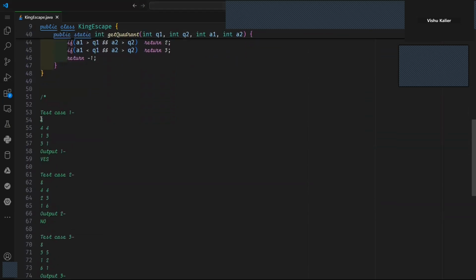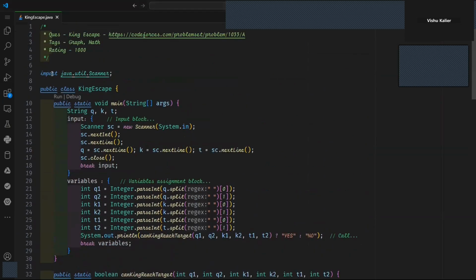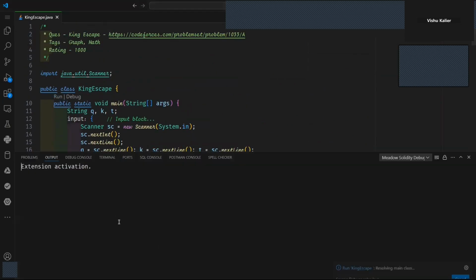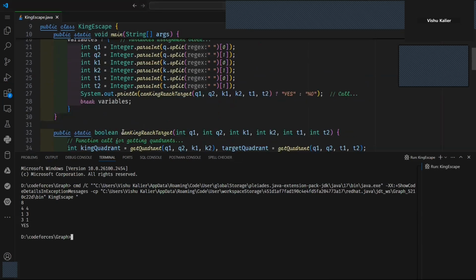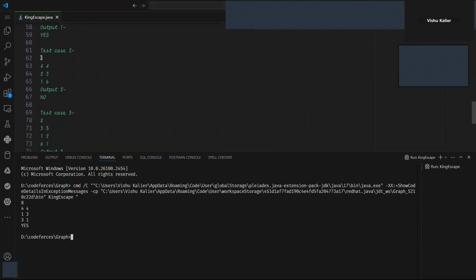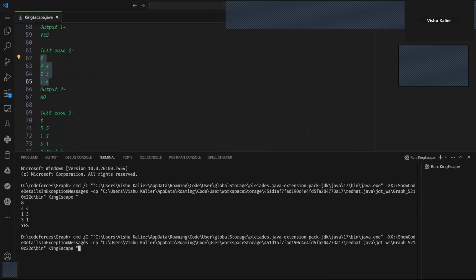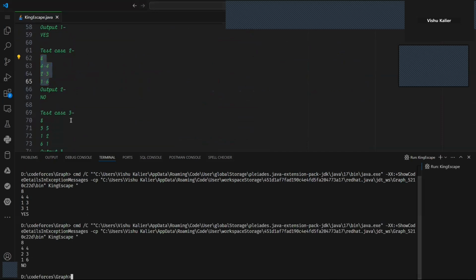Now, if I copy this particular test case and run it, I should be getting the output as yes. I'm getting yes. If I run the next test case, I'll be getting the output as no. And if I run the last test case, I would be getting the output as no, right?